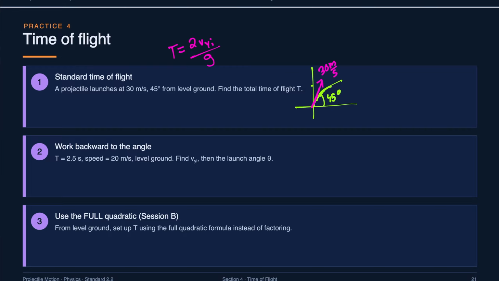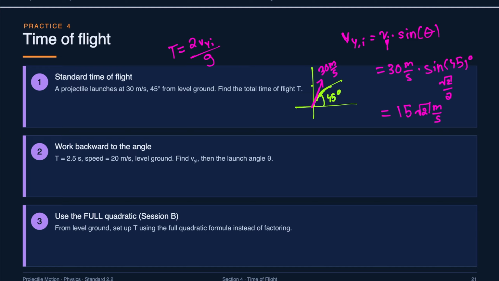What is vy initial? Well, that's just going to be v initial times sine of theta, or in other words, 30 meters per second times sine of 45 degrees. You know, sine of 45 is root 2 over 2. So this is going to give you 15 root 2 meters per second.